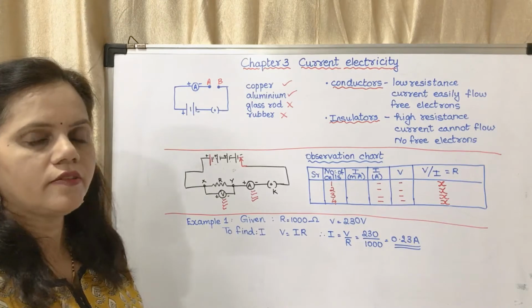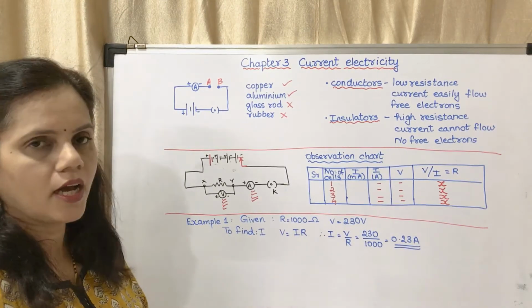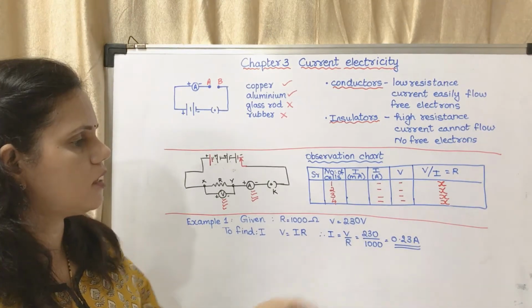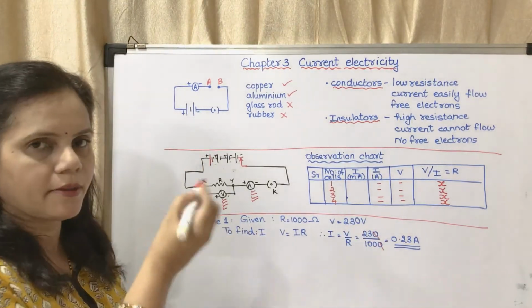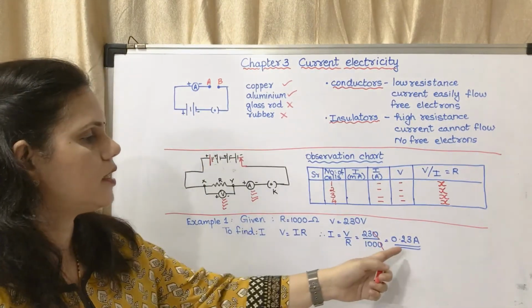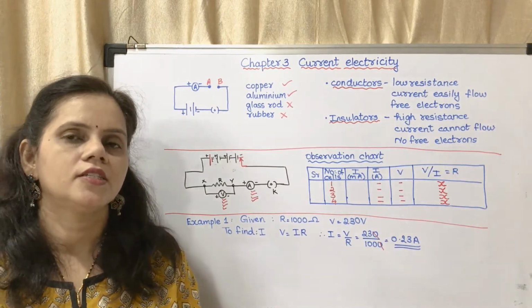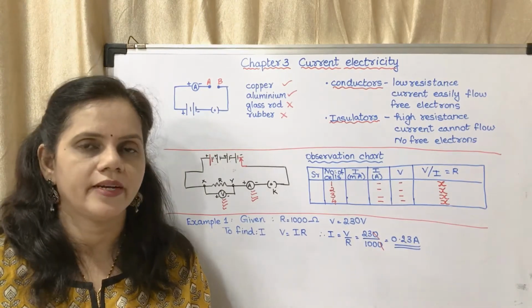We know the equation, V is equal to IR. So I is equal to V upon R. V is 230, R is 1000. So 230 upon 1000. After cancelling and taking the point towards the left, you will get the answer as 0.23 amperes. This question is very important. You may mark this. It is frequently asked.